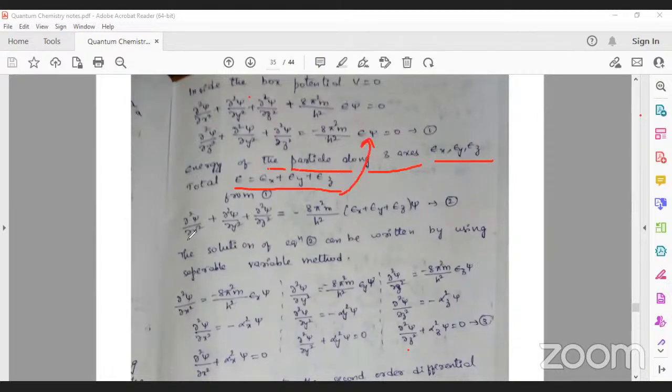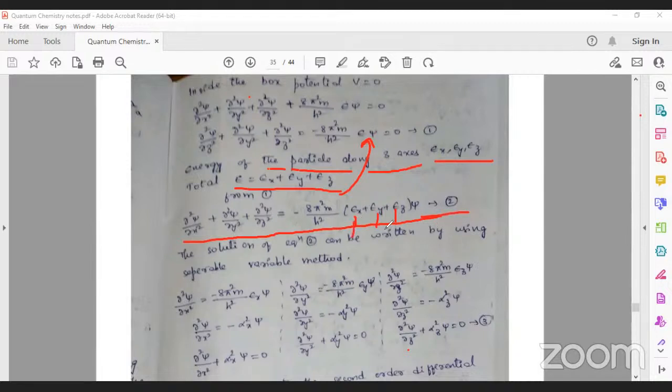So we will get ∂²ψ/∂x² + ∂²ψ/∂y² + ∂²ψ/∂z² = -8π²m/h² (E - V)... instead of E, the total energy, that is Ex + Ey + Ez, into ψ is equal to 0.